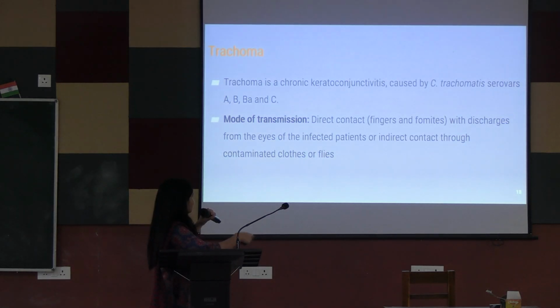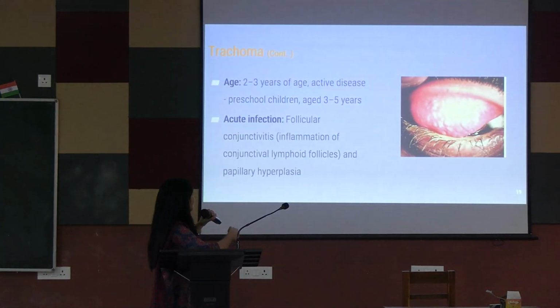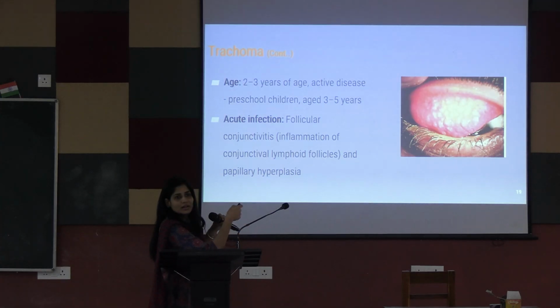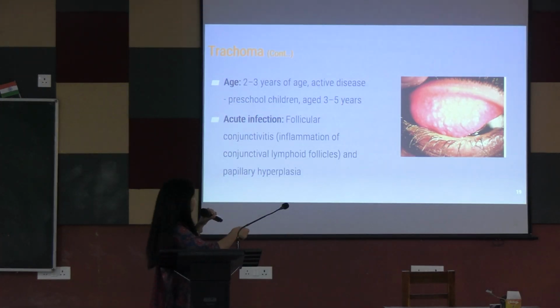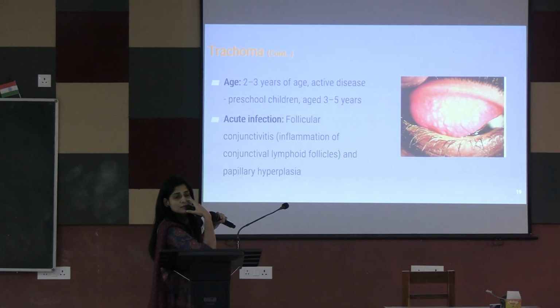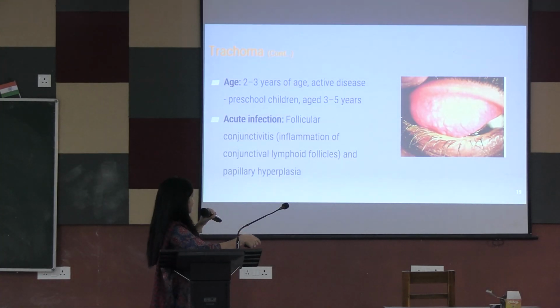We have discussed this, that in case of chlamydia, direct contact is the mode of transmission. This is how the trachoma looks. It's a very common finding that they ask in MCQs. Okay, 2 to 3 years of age, active disease, aged about 3 to 5 years. What kind of conjunctivitis is this? They have written here that there is inflammation of conjunctival lymphoid follicles and papillary hyperplasia. This is how it looks. So you can see the small follicles are erupting.